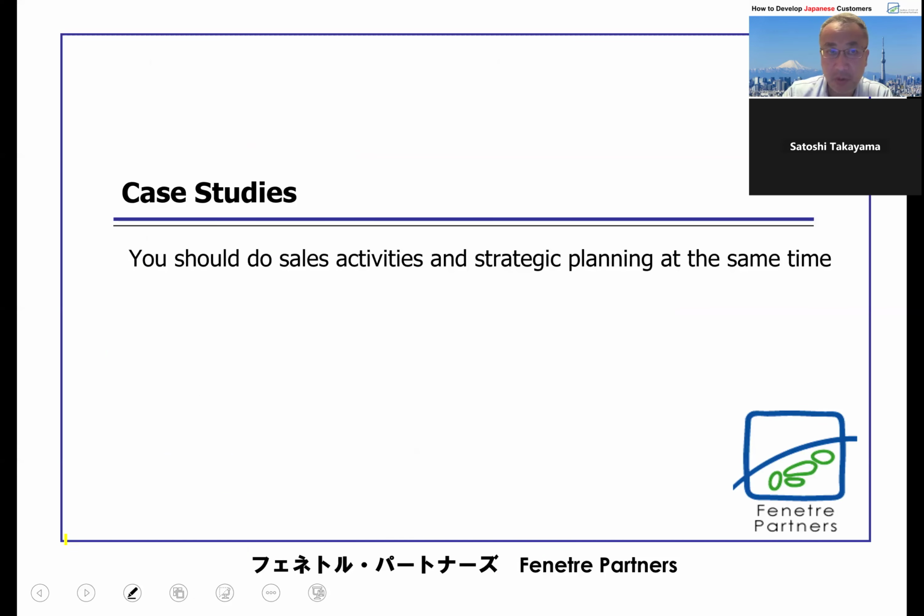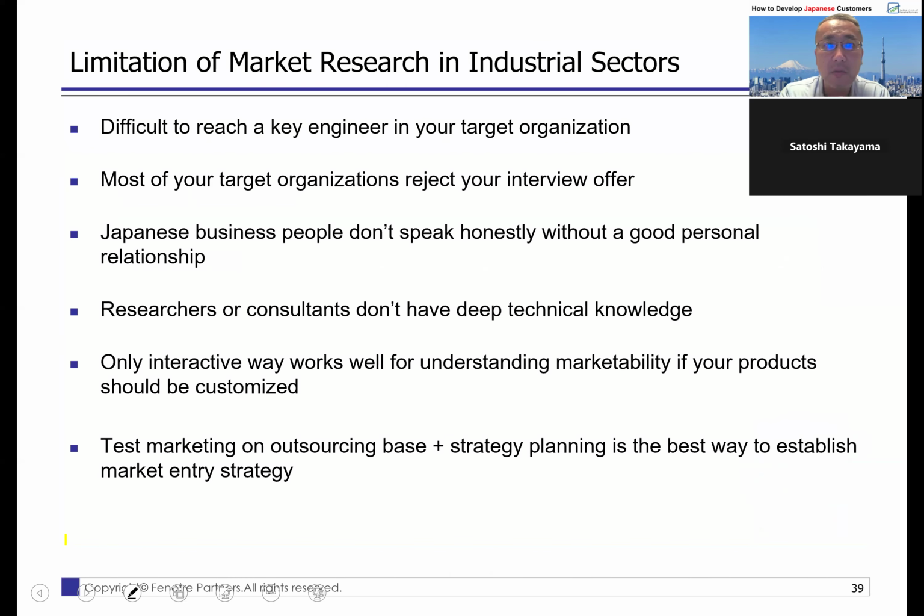Okay, let me proceed to case studies. When you try to enter Japan or develop Japanese customers, probably you will start thinking about market research. But if you are selling industrial products, we don't recommend spending a lot of time and money on research because usually it's not easy to reach a key engineer in your target organization. For example, big Japanese manufacturers like Toyota have tens of thousands of engineers. So we cannot easily reach a key engineer for your particular niche product. Maybe it will take several months or a year. I don't know. So it's not easy to arrange an interview.